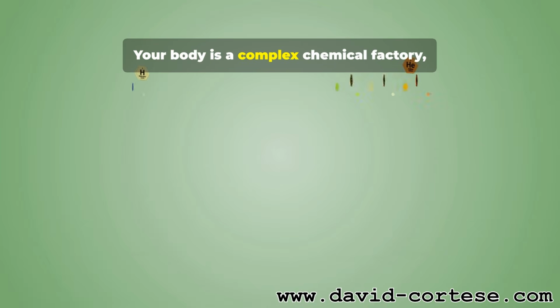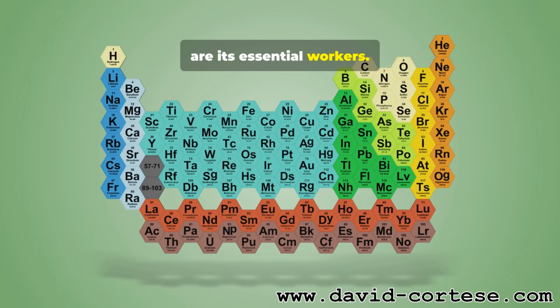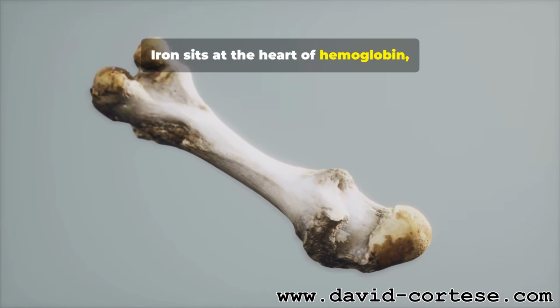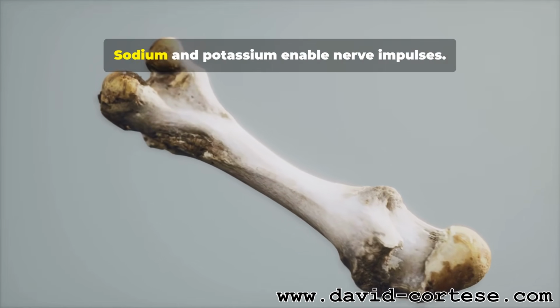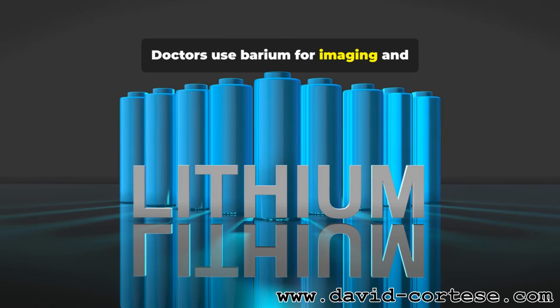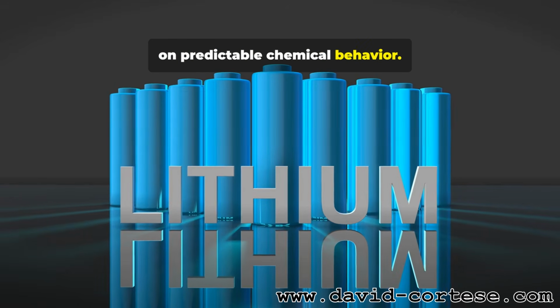Your body is a complex chemical factory, and elements from the periodic table are its essential workers. Calcium forms bone structure. Iron sits at the heart of hemoglobin, carrying oxygen to cells. Sodium and potassium enable nerve impulses. Doctors use barium for imaging and lithium for mood stabilization, relying on predictable chemical behavior.